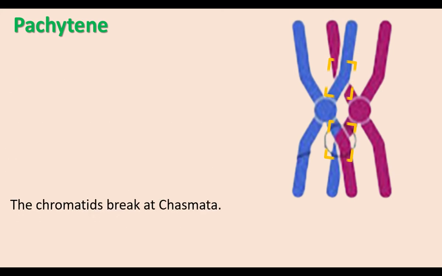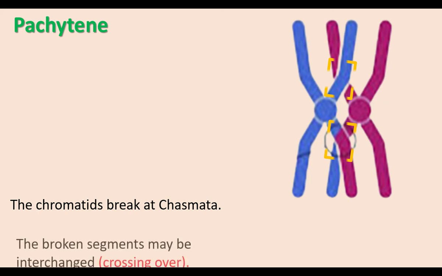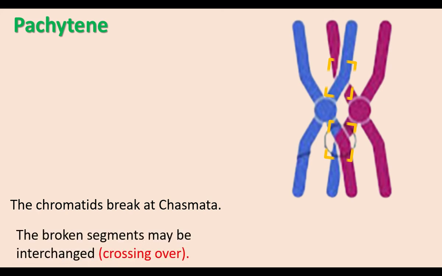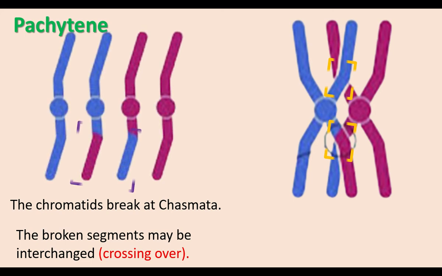The chromatids break at chiasmata and exchange their parts. The broken segments may be interchanged. This is called crossing over. At the place of chiasmata, the chromosomes break and exchange their segments. Crossing over takes place at the pachytene stage. So after crossing over, the interchanged parts are seen.